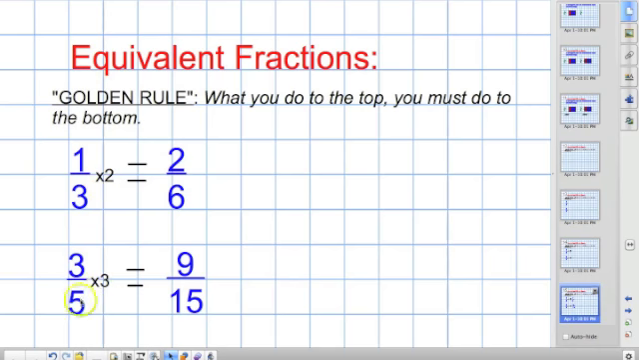3 over 5, 3 times 3 gives you 9. 5 times 3 gives you 15. Remember, what you do to the top, you must do to the bottom. We multiply both the numerator and the denominator by 2, by 3, by 4, by 5, by 100. It doesn't matter what number we're multiplying by, as long as we're multiplying them both by the same number.